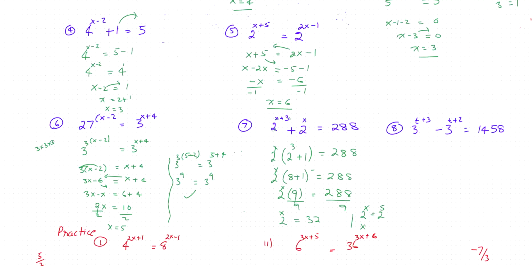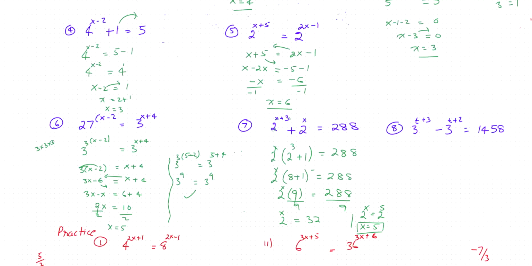And check this answer, x value is 5. So here you can say x value is 5, 2 to the power 5 is 32. So here also we have 32 and the answer is correct.